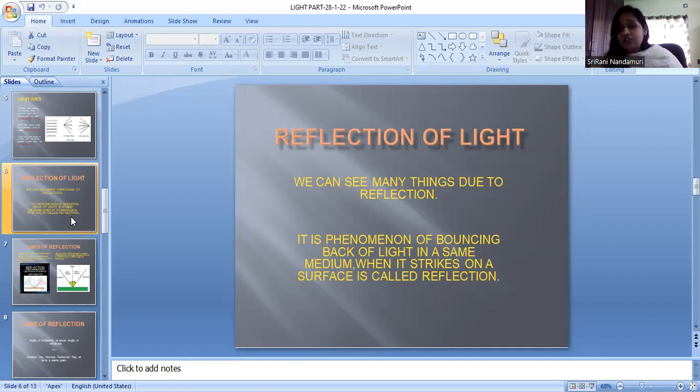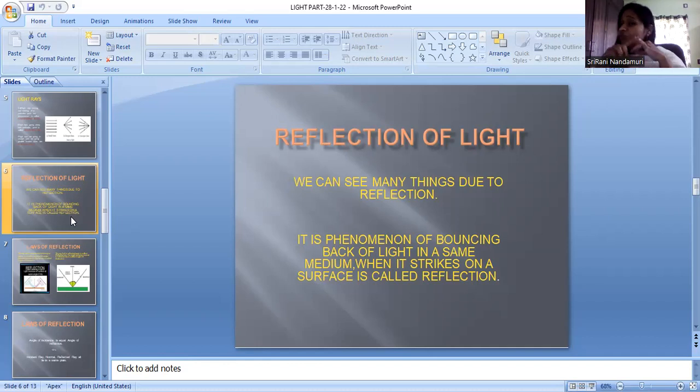Just don't get confused. I will tell it in a simple way, reflection of light. What is meant by reflection? Children, I will ask you one question. How can we see different objects around us? How can we see the objects around us?